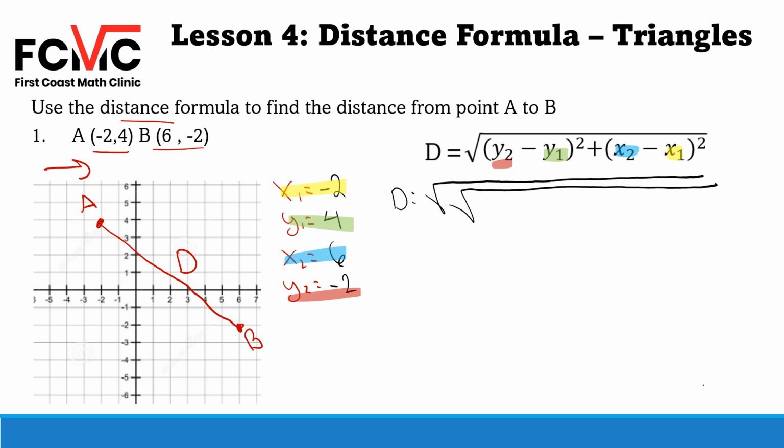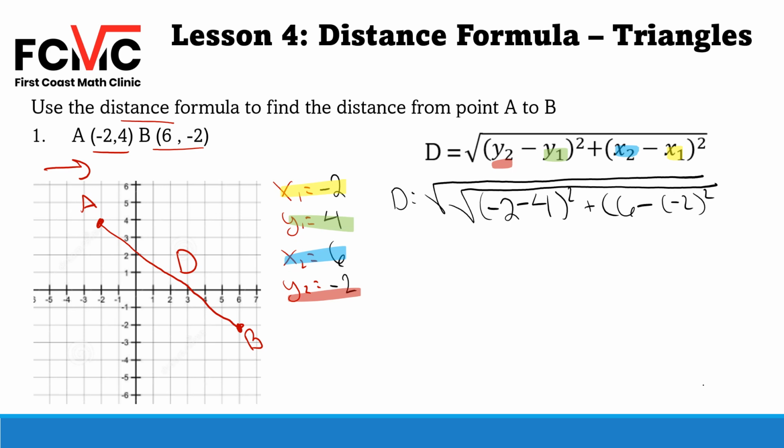Since we're squaring, the sign inside the parentheses doesn't matter if you get a negative or a positive. When you square, it's going to wind up being positive anyway. But we have to make sure that we're substituting our y values in for the y values, our x values in for the x values. So let's do our substitution. So it should be -2 minus 4 squared plus 6 minus -2 squared.